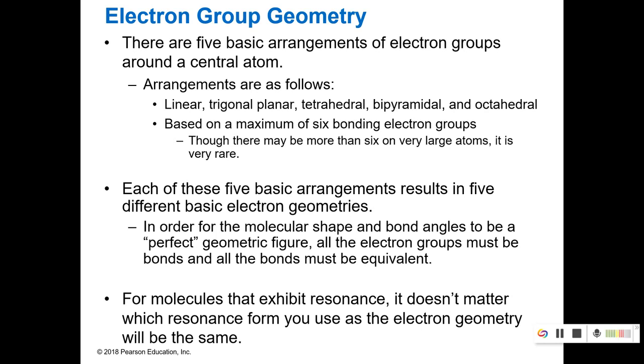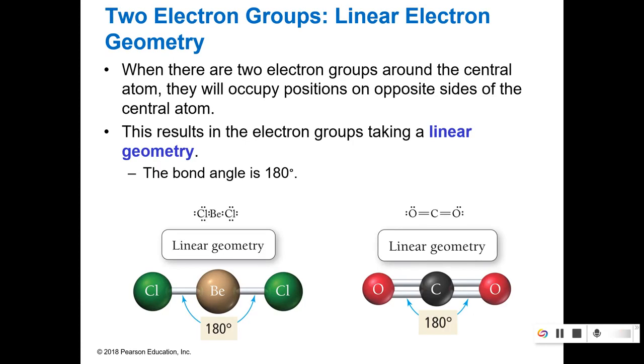All right, so there's 5 basic arrangements. There's 2, 3, 4, 5, and 6. And then there are variations of each of those. Okay, they are all on the chart. So the first one is having 2 electron groups. That's linear. It makes a line. That one's pretty easy. The angle of the line is 180, so just use that.